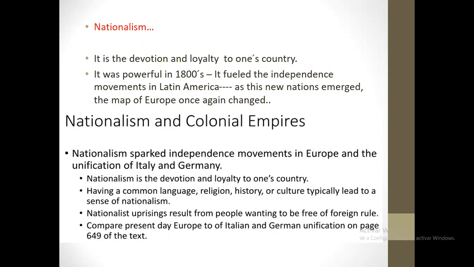As these new nations emerged, the map of Europe once again changed. Now over here, there's another slide that talks about nationalism and colonial empires. Nationalism sparked independence movements in Europe and the unification of Italy and Germany. We'll talk about this movement and this unification that took place in Italy and Germany. Nationalism is devotion or loyalty to one's country, the same thing that we just mentioned.